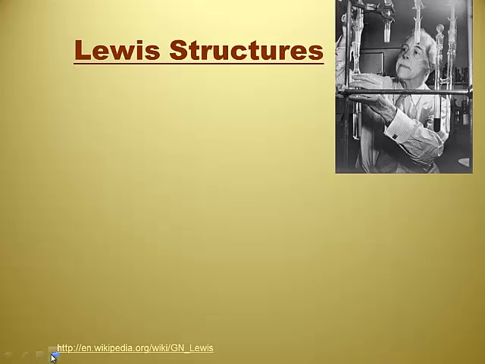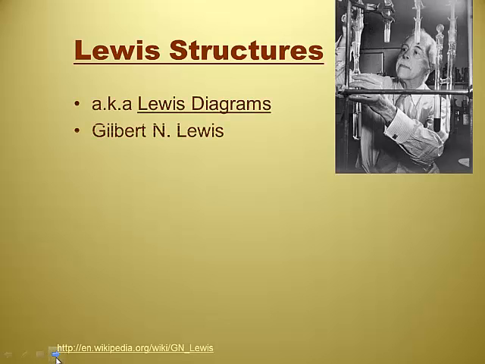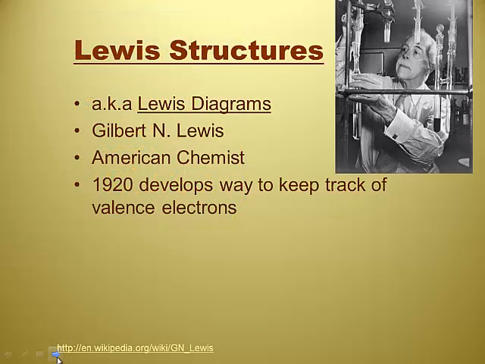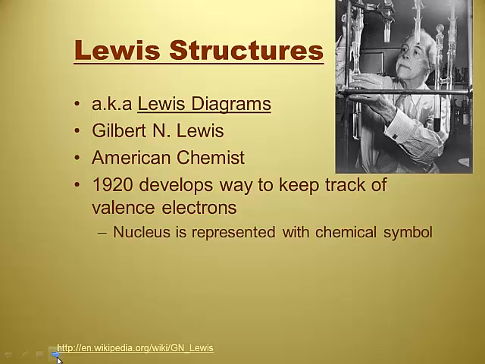All right, so today we're going to start talking about Lewis structures. We have a picture of Gilbert N. Lewis, an American chemist. Sometimes we call these Lewis diagrams or Lewis structures. They're very important in chemistry because in the 1920s, chemists started realizing that valence electrons were the most important thing for bonding. So basically what Lewis develops is a way to draw the atoms very simplistically with their valence electrons.